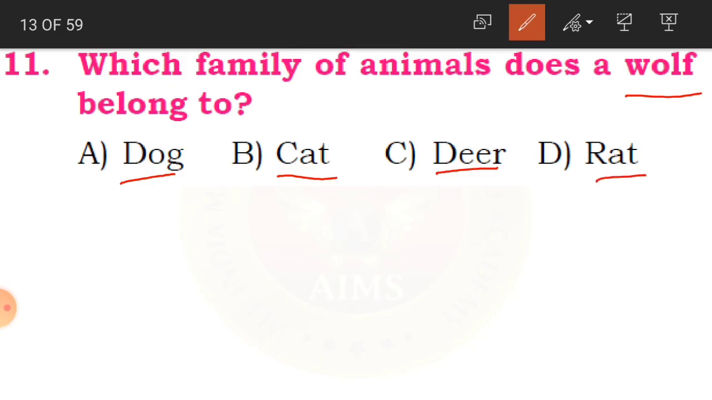Wolf, children, you know how it looks like? It just looks like a dog. So that is why it belongs to the family of dog. The thing is, dog is domestic and wolf is a wild animal. That's all. Okay, so option A is the correct answer.